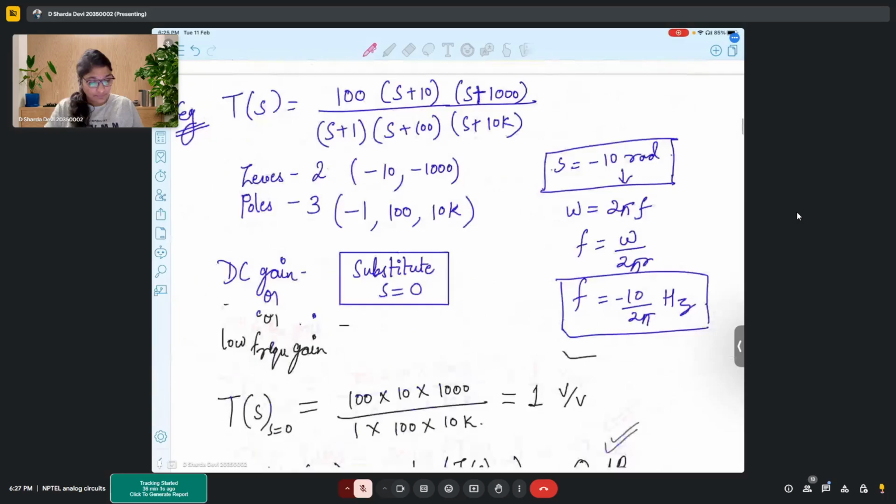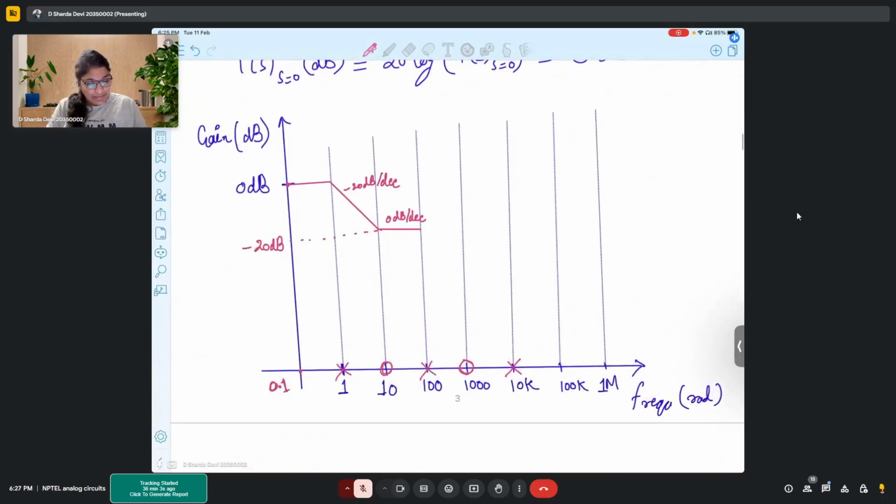Okay. So now again see at 100 radians, we encounter a pole. So as we encounter a pole, we need to introduce a slope of minus 20 dB per decade. Earlier, the graph had a slope of 0 dB per decade. We are introducing a slope of minus 20 dB per decade. So the resultant slope of the graph would be minus 20 dB per decade.